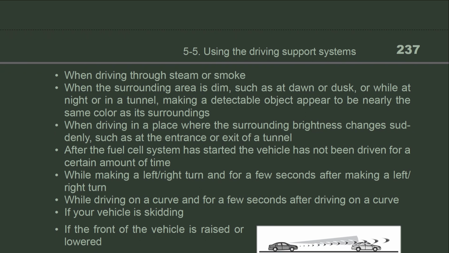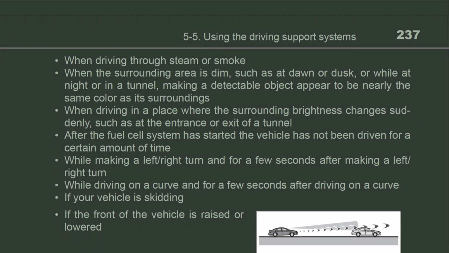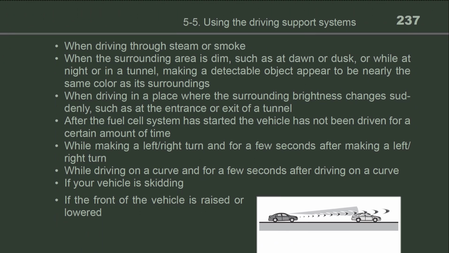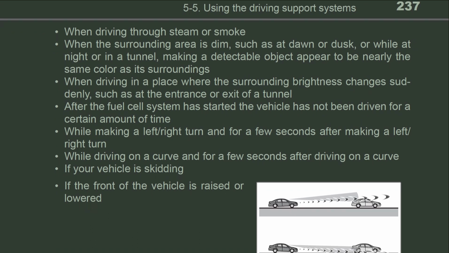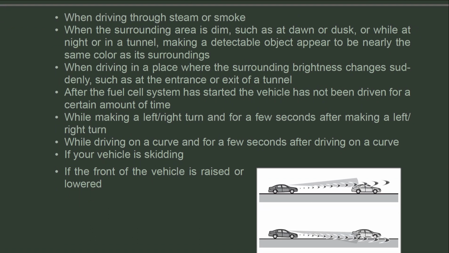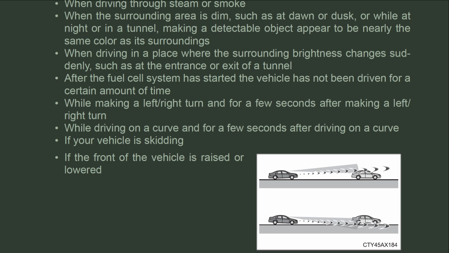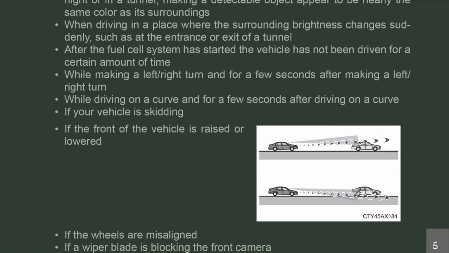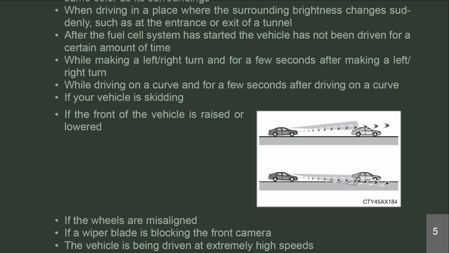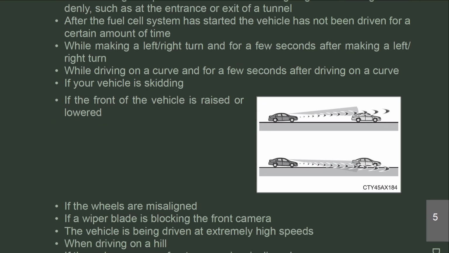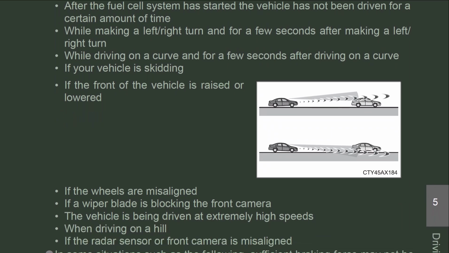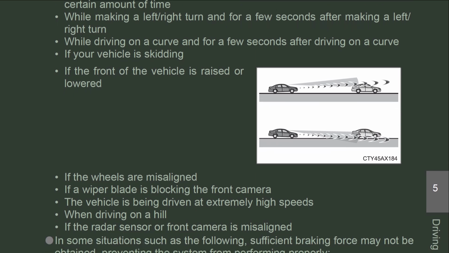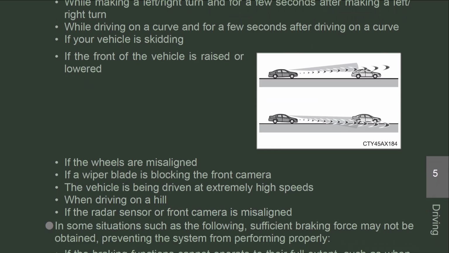When driving in a place where the surrounding brightness changes suddenly, such as at the entrance or exit of a tunnel. After the fuel cell system has started, the vehicle has not been driven for a certain amount of time. While making a left/right turn, and for a few seconds after making a left/right turn. While driving on a curve, and for a few seconds after driving on a curve. If your vehicle is skidding.